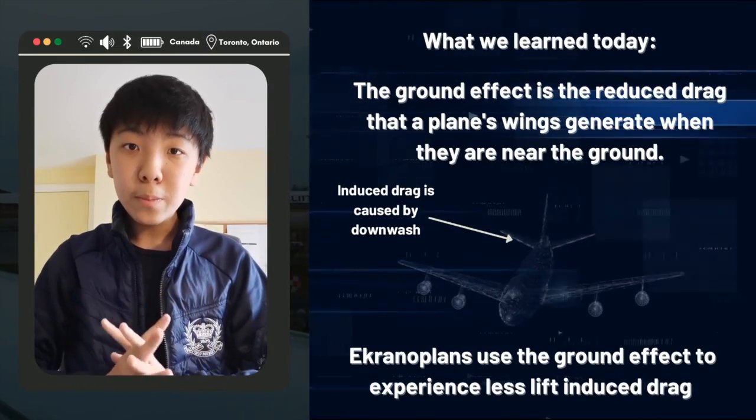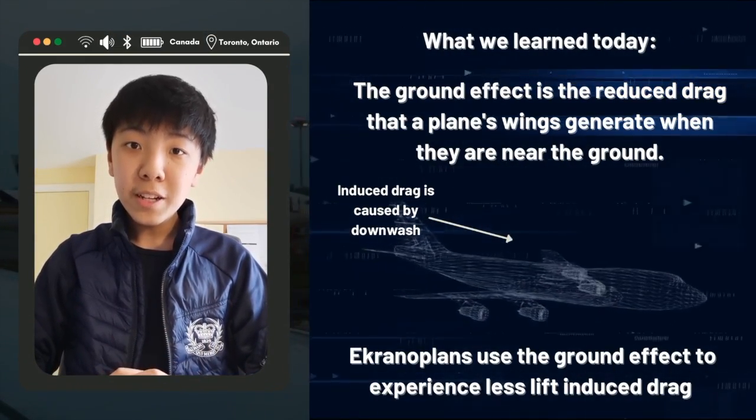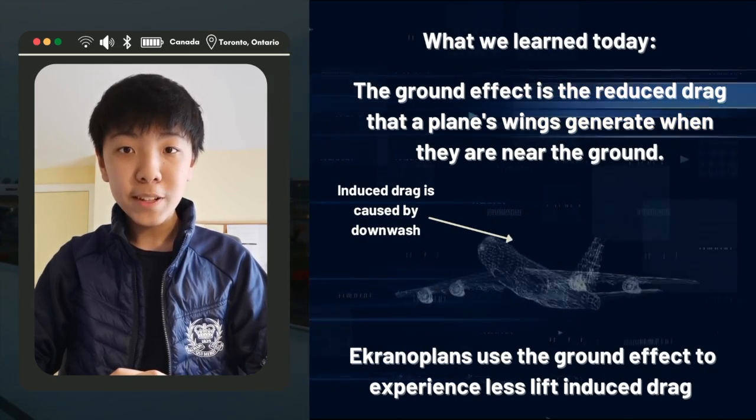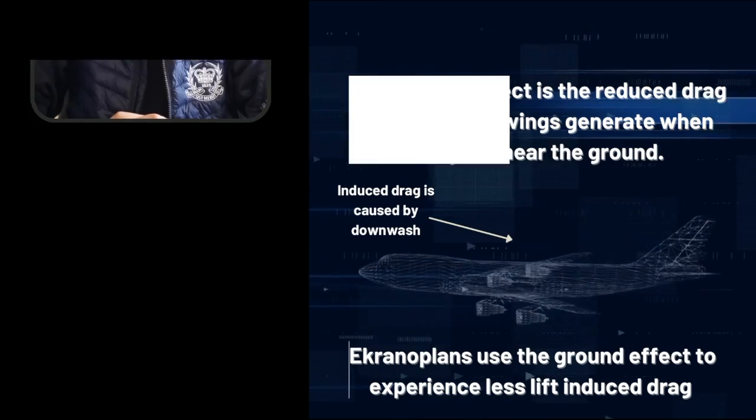So now you know why Ekranoplans fly so close to the ground. Because they're always experiencing the ground effect, they face less induced drag compared to other planes of its weight class, and are thus more efficient.